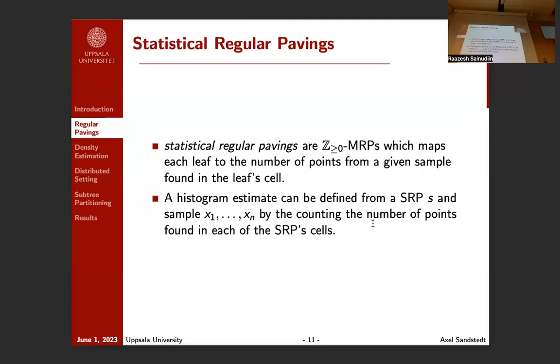So statistical regular pavings are non-zero integer valued map regular pavings. And we will use them to count points. And using this, we can define a histogram estimate on the statistical regular paving by having each cell's probability be equal to the proportion of points we will find in it.